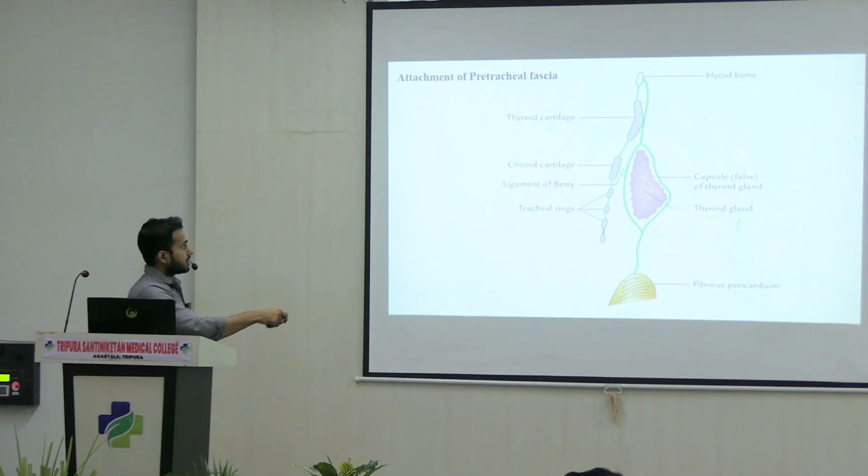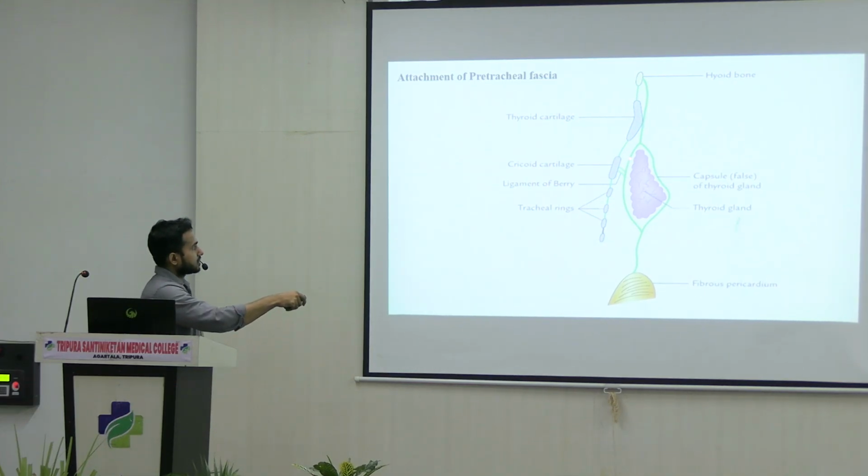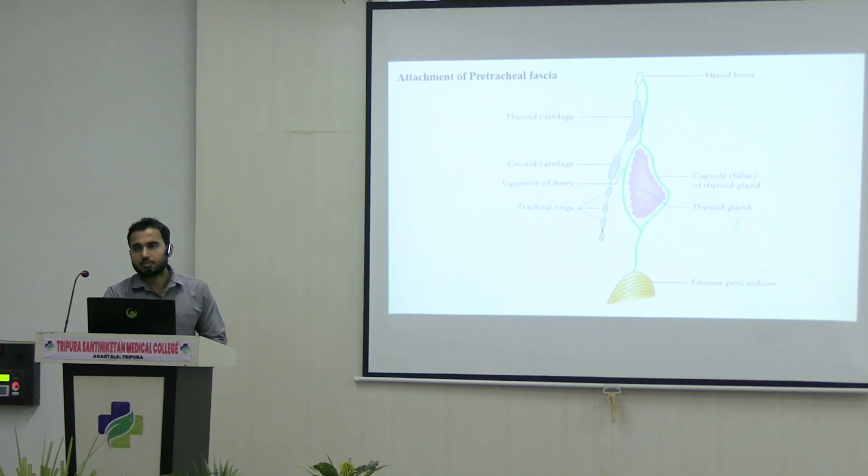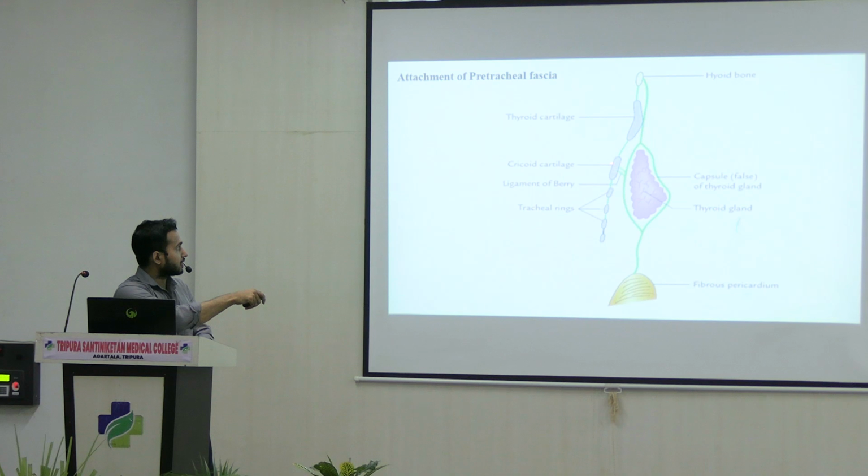Next, here you can see a small part which is covering the medial surface of the lateral lobe of the thyroid gland. In between, near the cricoid cartilage, the fascia gets thickened to form a structure called the ligament of Berry. Like this, it is attached to the cricoid cartilage. As a result, whenever a person is swallowing, the thyroid gland is also moving. So that is about the true and the false capsule.